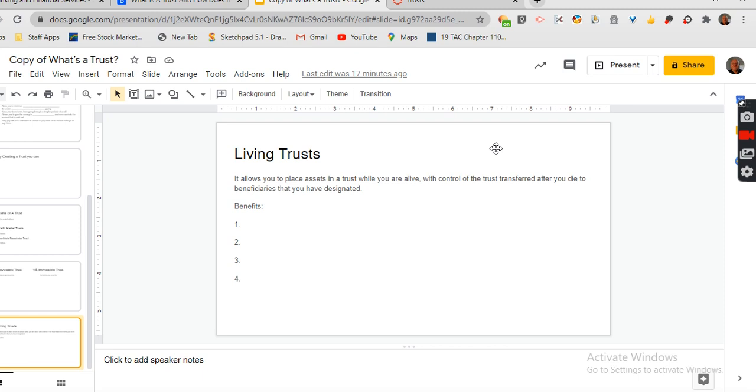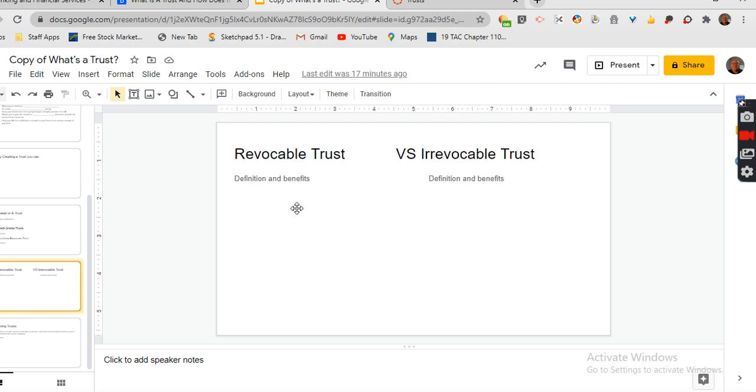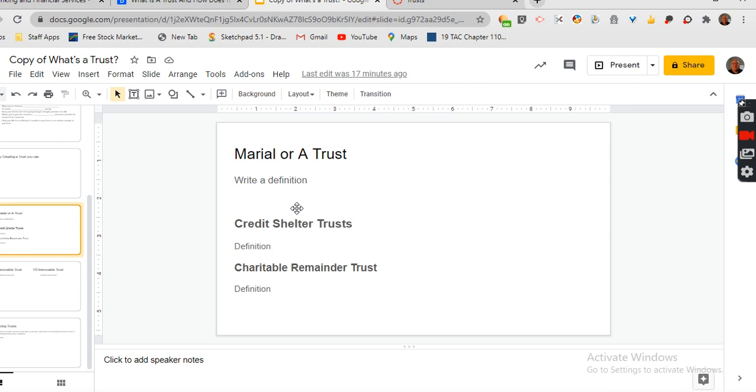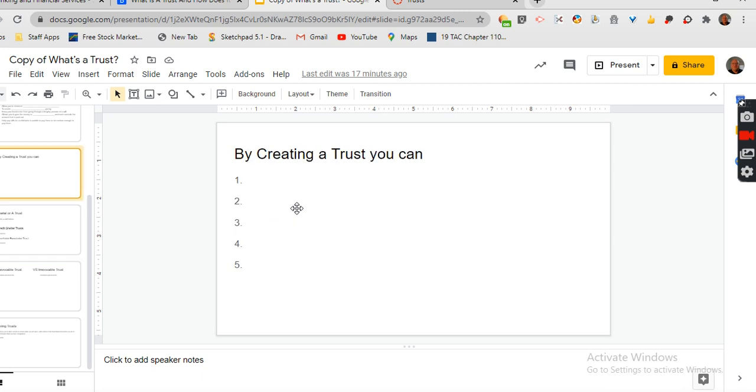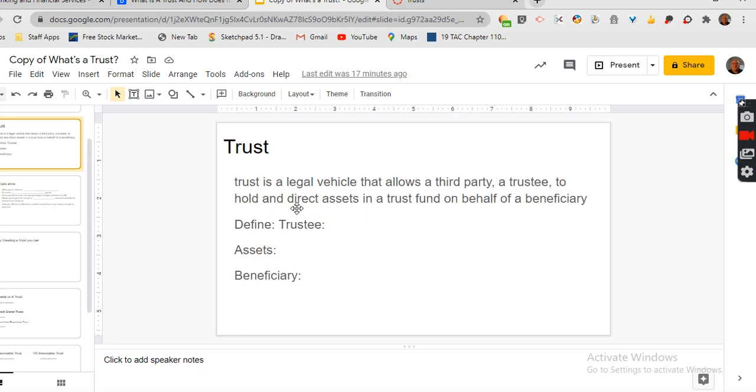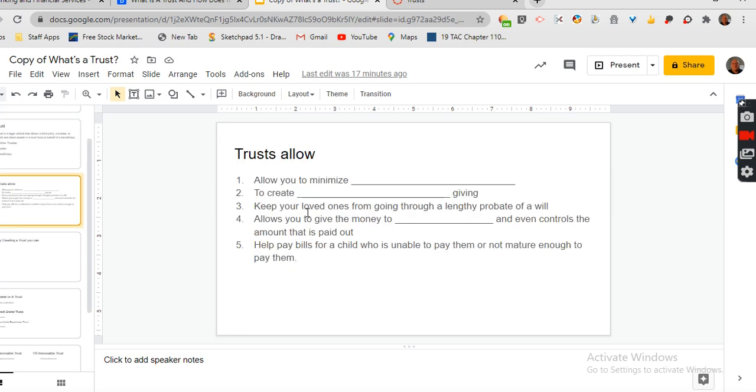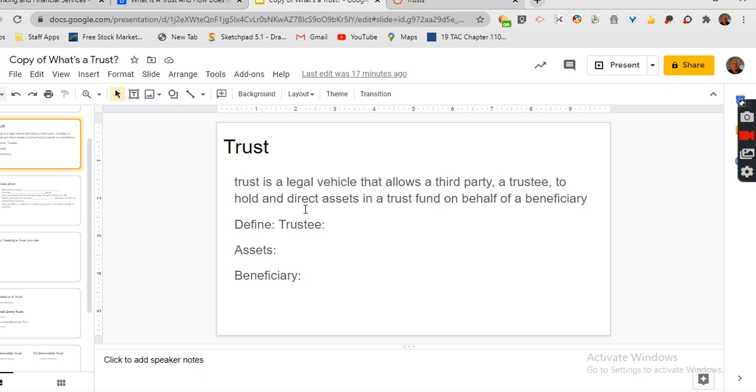Okay, so that's the trust we've been looking at: types of living trusts, irrevocable trusts, marital trusts, credit shelter trusts, charity trusts. We've looked at why creating them, what that allows you to do, and a definition. So you should be taking those notes, filling those in, and turning that back in for that assignment.